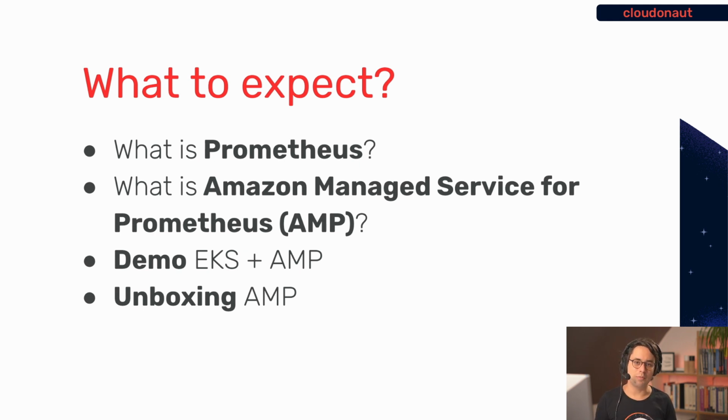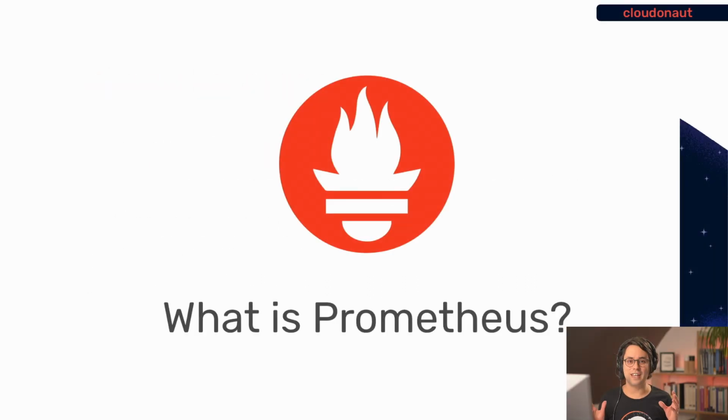Of course, I have a demo for you. I will show you how you can use Prometheus, the AMP service from AWS, to get metrics out of your container cluster and store them in AMP. And then we will dive a little bit deeper into the different features of the Amazon Managed Service for Prometheus. We will have a look at the limitations, have a look at the costs, compare it to other services, and so on. So let's get started.